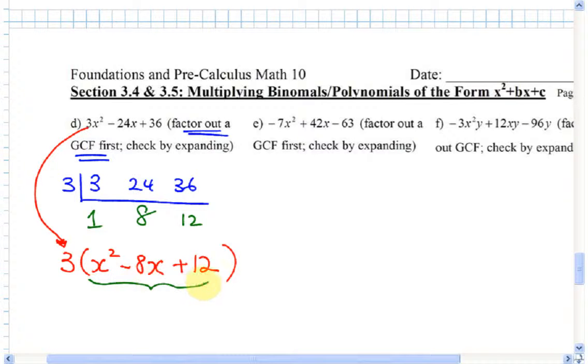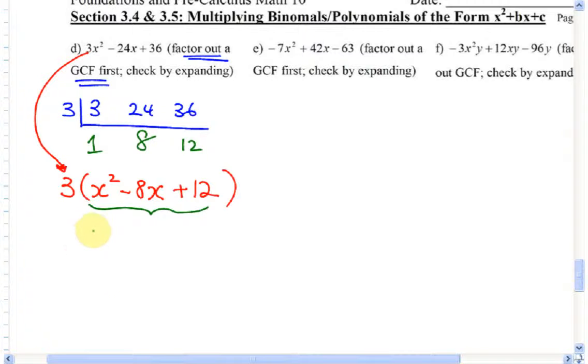What's this equal to? You should be able to now factor that, right? You have a trinomial. That's just like what we did before. So find 2 numbers that multiply to 12, and those same 2 numbers add to -8.